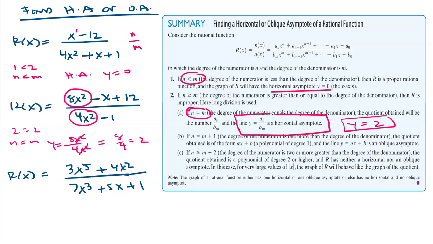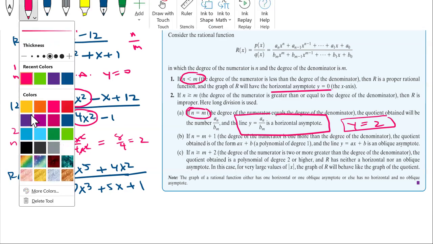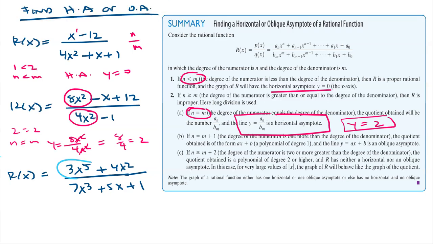Okay, all right. And then the last one here. Yeah, we're not dividing the whole thing. All we're worrying about is the leading terms. I don't care about the rest. So the last one here, it's a different color. Again, we're going to focus on the 3x to the fifth and 7x to the third. So what do we know?